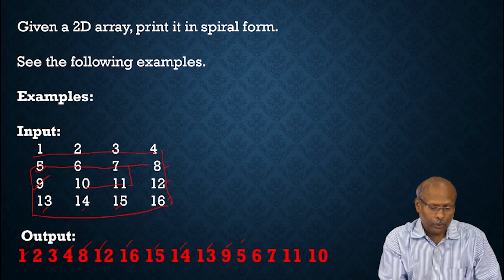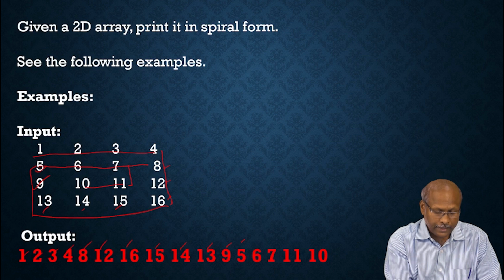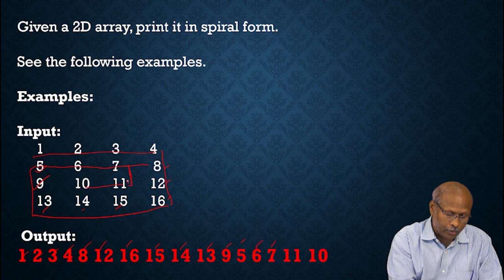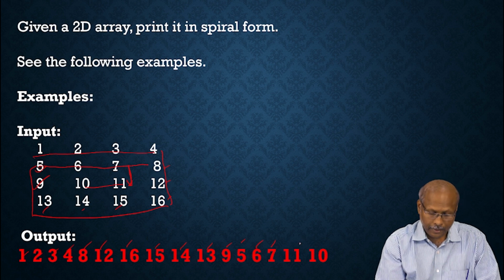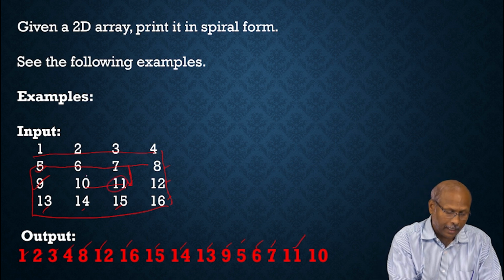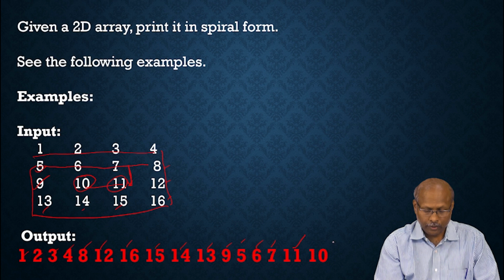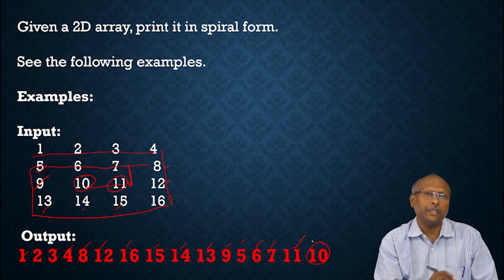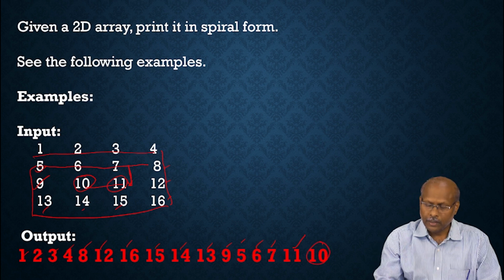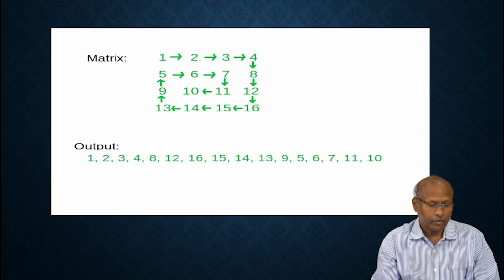Then it comes to second row. So, 5, 6, 7. After printing 7, it has to come down. So, 11. After printing 11, the last element is 10. So, it has to stop here. That means it has to go in a spiral form. This is the given question.